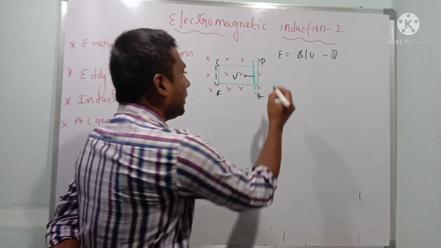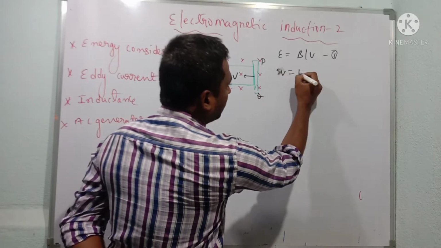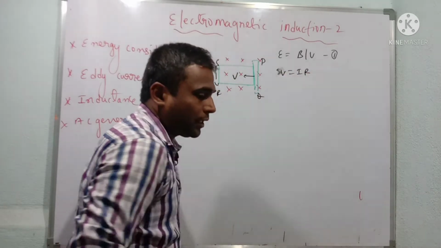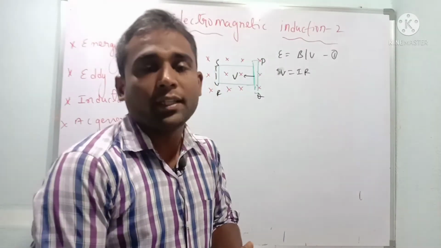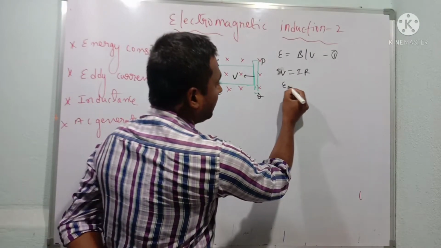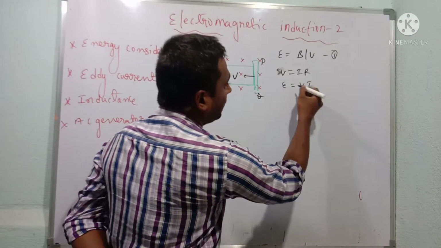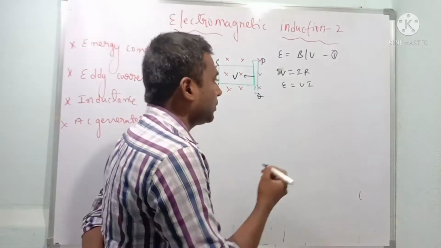Now according to Ohm's law, V is equal to I into R. It means the current passing through the conductor is directly proportional to voltage. If voltage increases, current will increase. But here I will consider it as E, because this is nothing but electromotive force, which is equivalent to potential difference, the amount of work done.